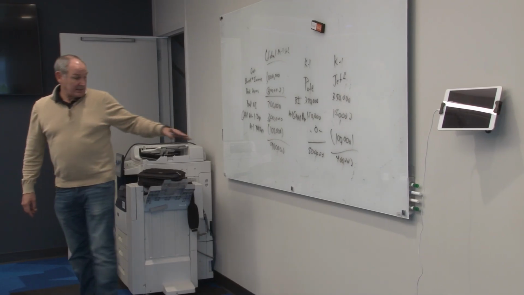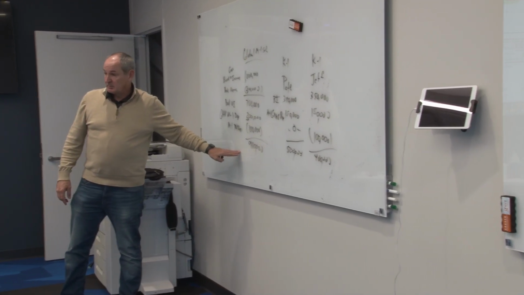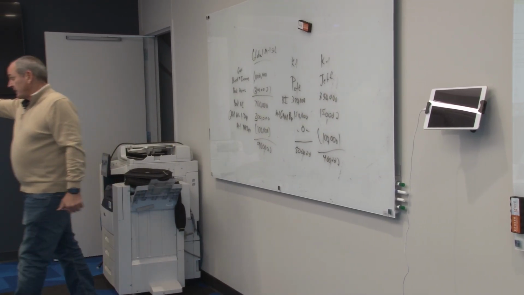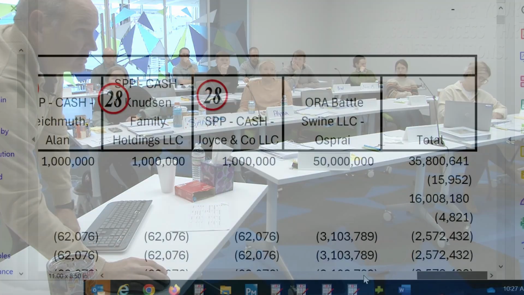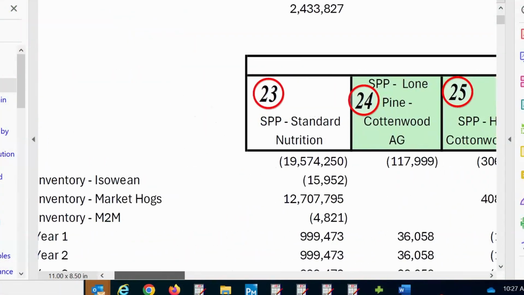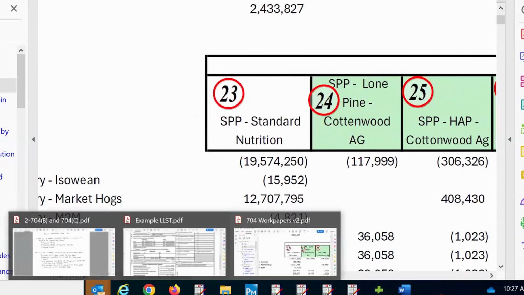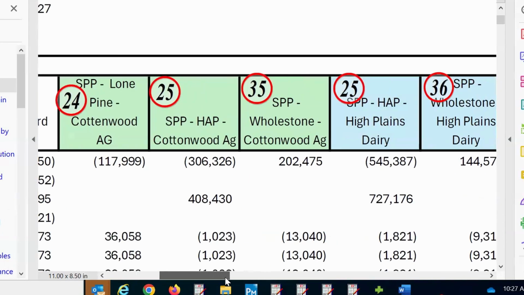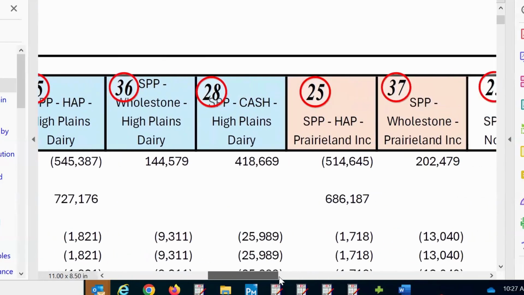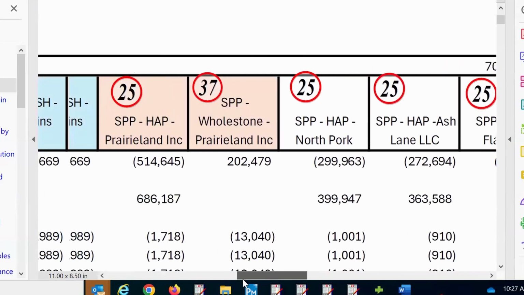But there's going to be a $16 million add back with respect to those market hogs to get to a global taxable income. And then I gotta be smart to say, well, of that 16 million add back, none of that add back is going to go to the cash contributing partners. And 12.7 million is going to go to the non-contributing or the inherent gain. 408 is going to go to the inherent gain. 727, 686, so on and so forth across.